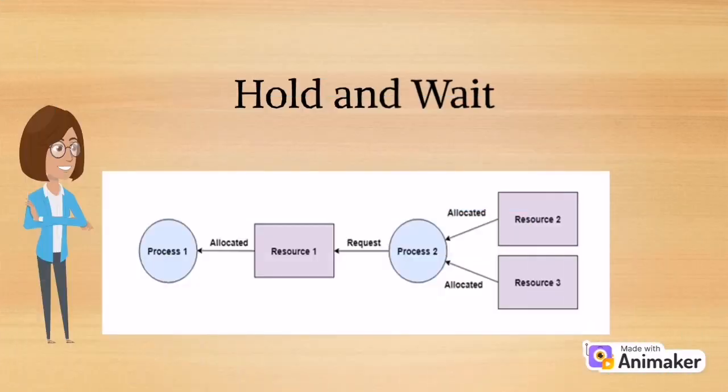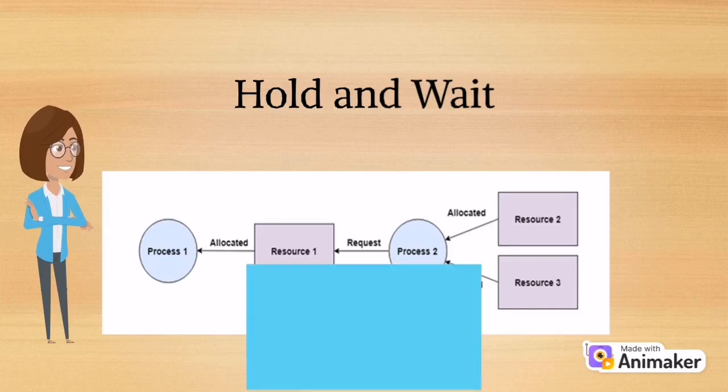The hold and wait condition simply means that a process must be holding access to one resource and must be waiting to get hold of another resource that has been acquired by other processes. In the following diagram, process 2 holds resource 2 and resource 3 and it's requesting resource 1, which is held by process 1.